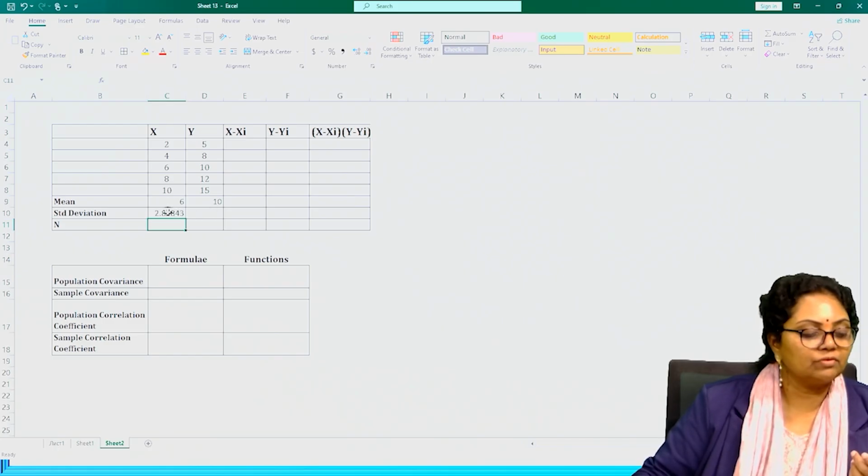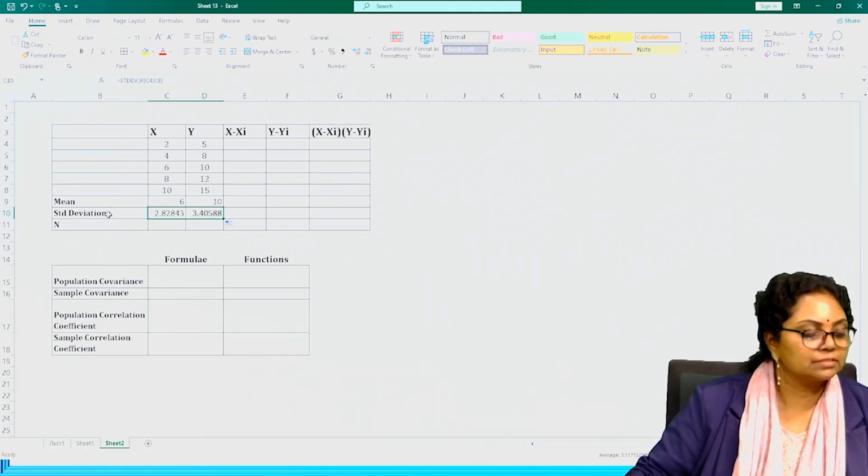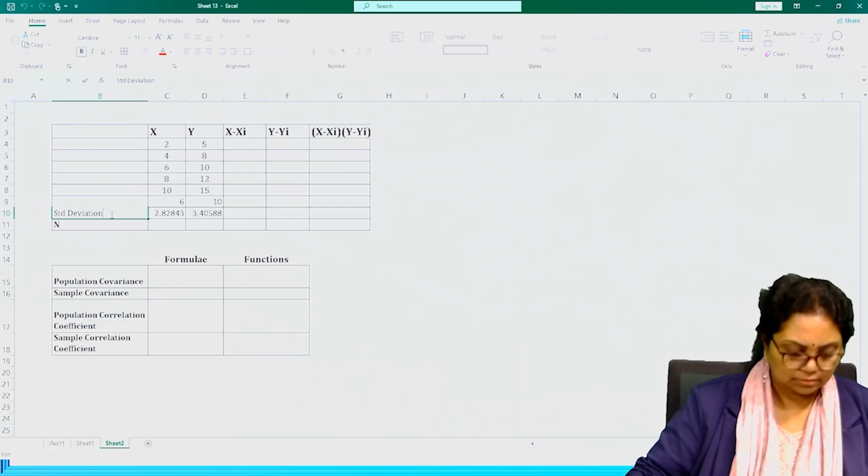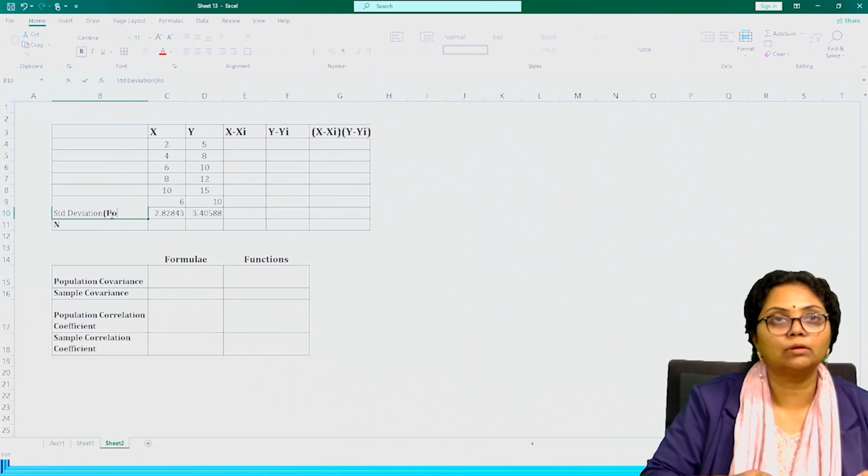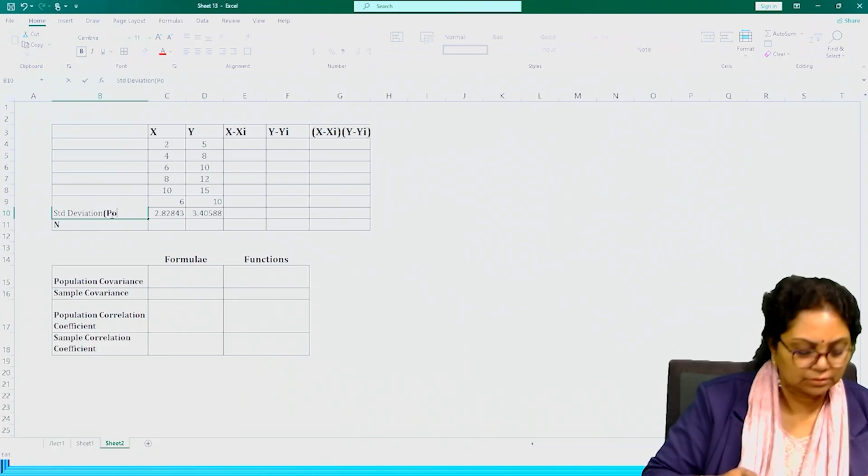Now the same way I can drag this for Y also. Now let us take, this is representing population. Let me place the bracket and write down population.